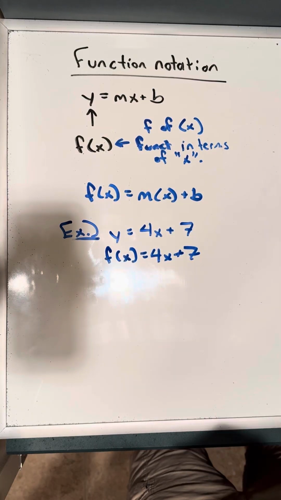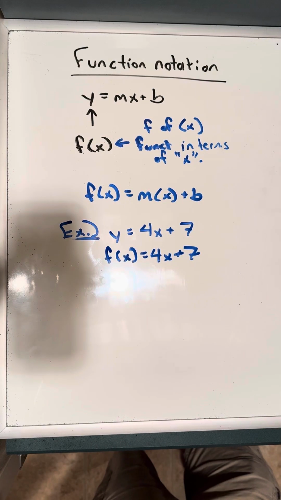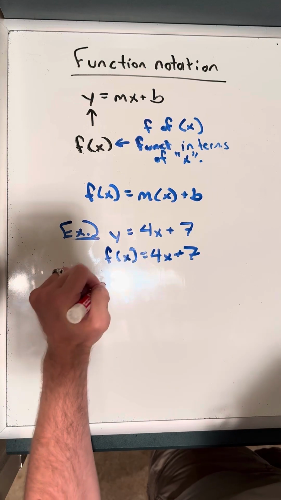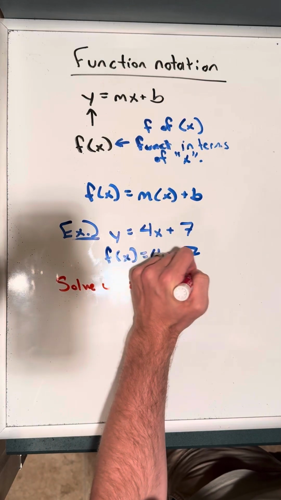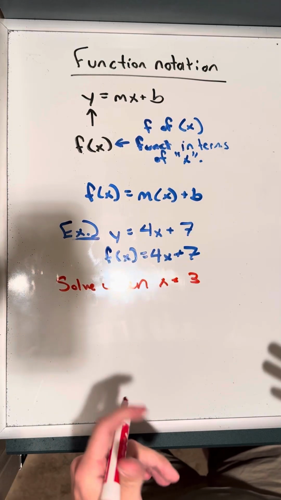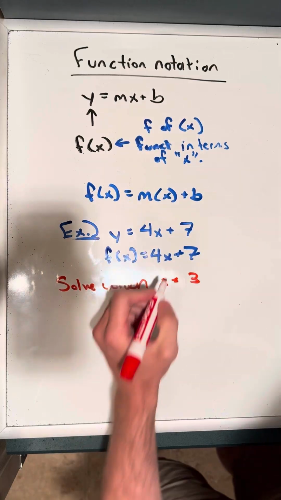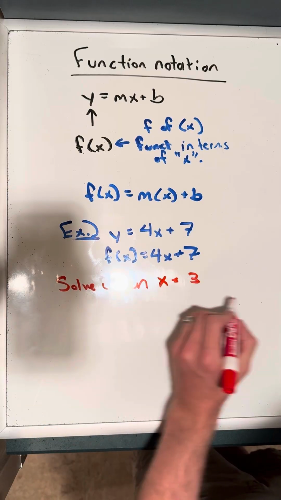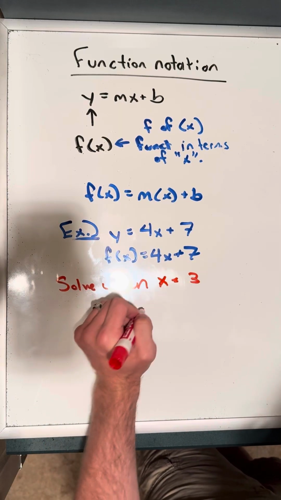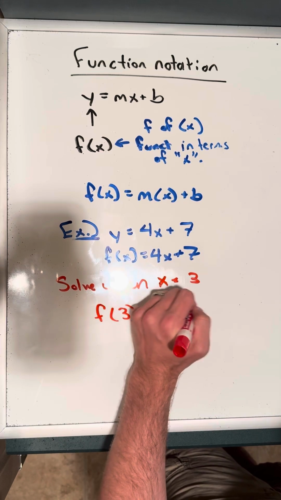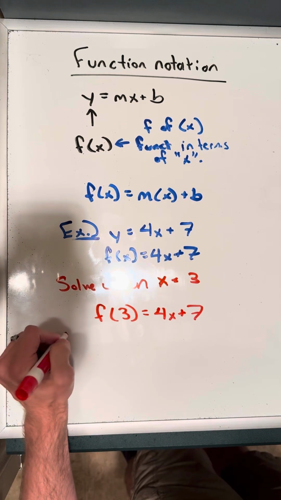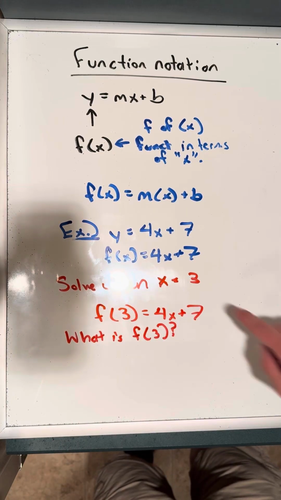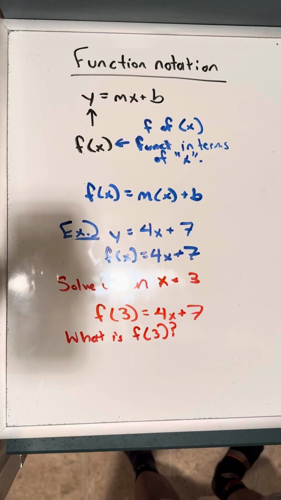Now, here's the fun part. If you learn function notation, your teacher might say, in Algebra 1, something like this: solve when x is equal to 3. They might say, solve this when x is equal to 3. And of course, that's pretty simple. If you have function notation, it's actually even faster because you can say this exact thing by just saying f of 3 equals 4x plus 7. And then they are basically asking you, what is f of 3? When they're saying this, they're just saying, what is the equation when x is equal to 3? So it's actually just that straightforward and simple.